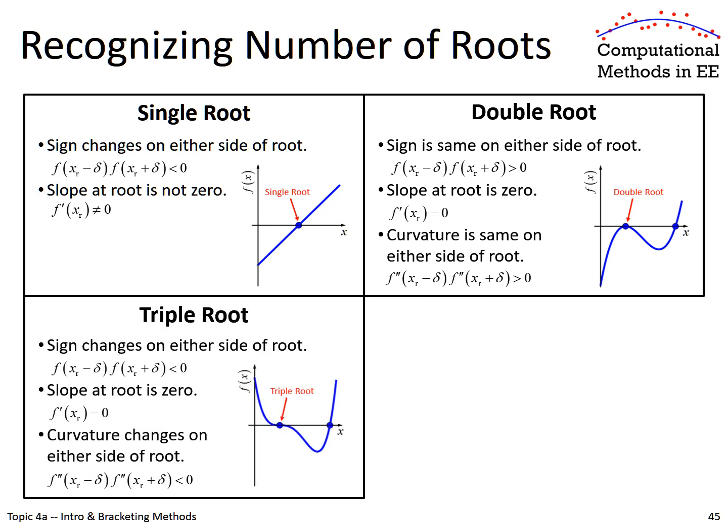A triple root. We again see a sign change on either side of the root. So a sign change really indicates that we have an odd number of roots. The slope is 0 at the point. That's very different than when we had a single root, where the slope was not 0. So if we see a sign change and the slope is 0, we have a triple root. And the curvature changes sign on either side. That's also an indication we have a triple root.